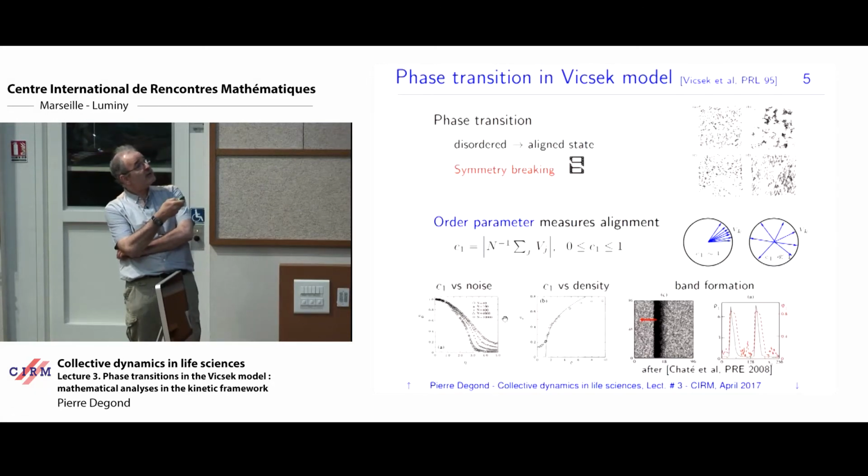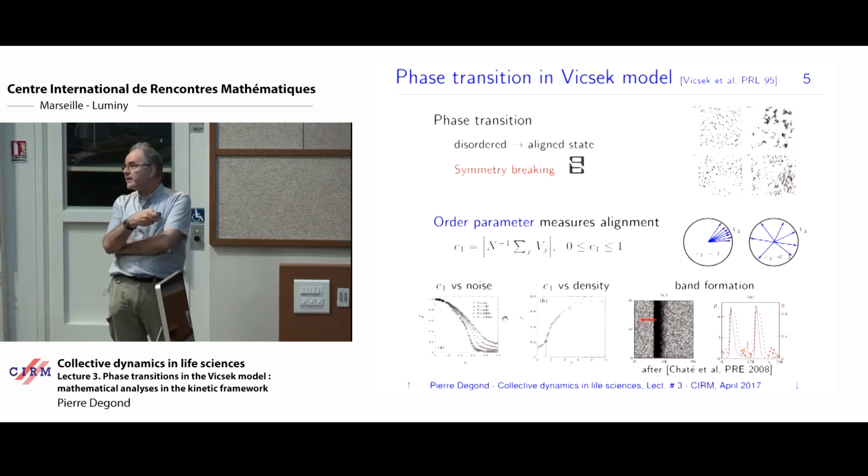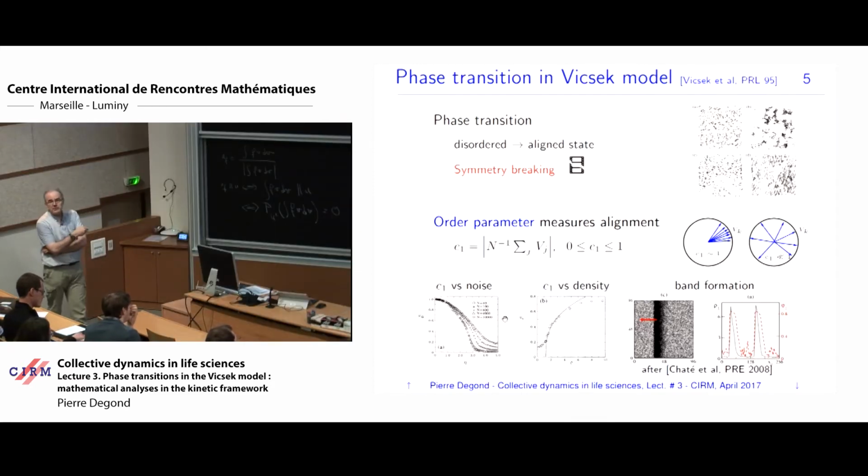So it's again this average on the circle. If all your velocities are quasi-aligned, then the order parameter is close to 1. When all the velocities are completely random, then the order parameter is close to 0. So this is a measure of the degree of alignment. And in the paper by Vicsek, these are the pictures that you can see.